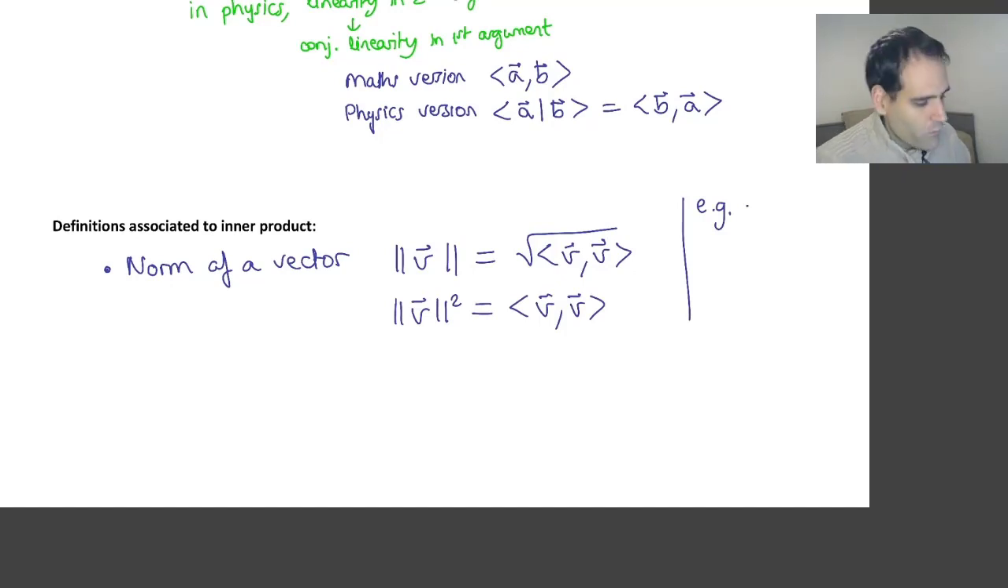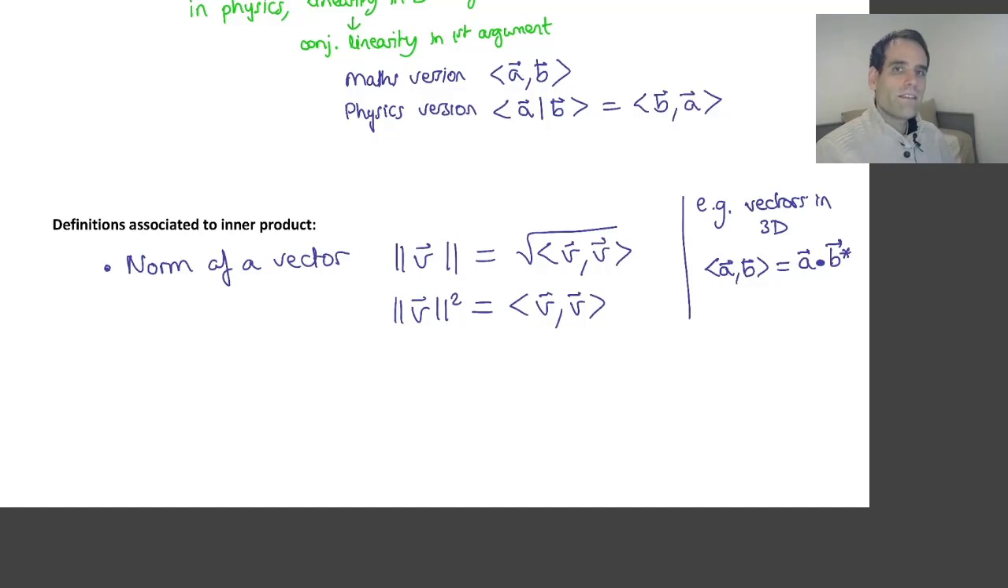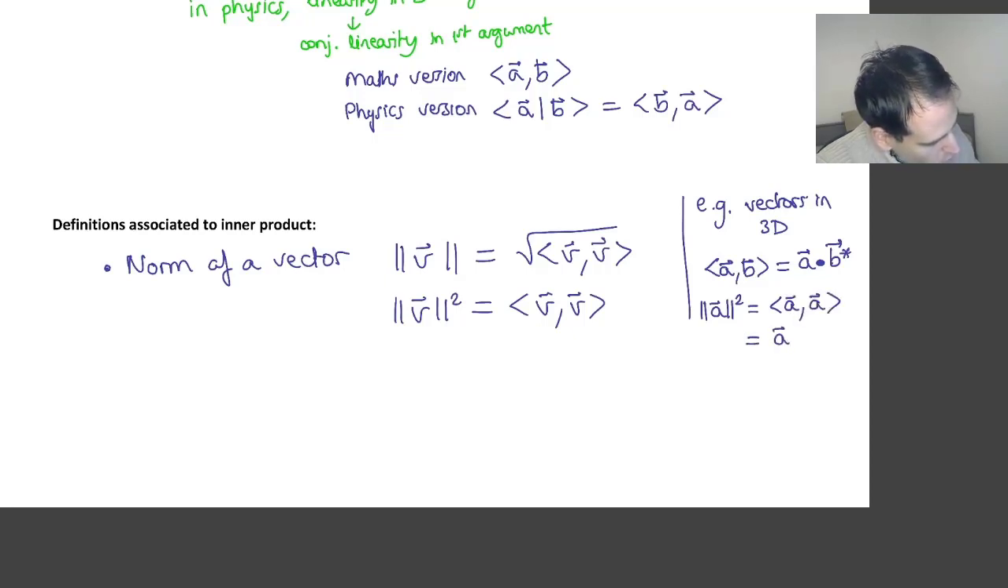So for example, let's say we are talking about vectors in 3D. Then an example of inner product A and B is given by the dot product of A with the complex conjugate of B. Okay? So therefore, this means that the norm of A squared is the inner product of A with itself, which is equal to the dot product between A and A complex conjugate. And that's a way of calculating the norm of a complex vector.